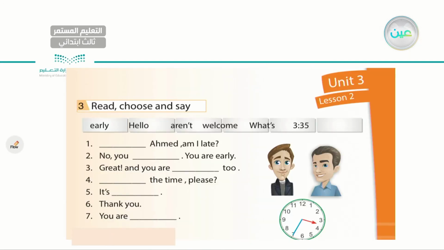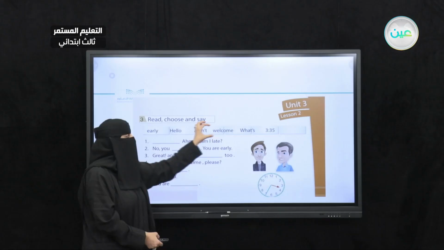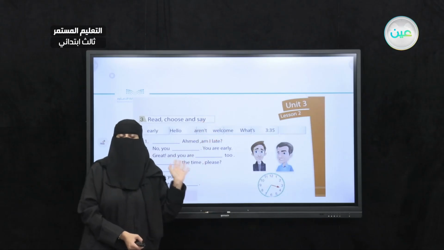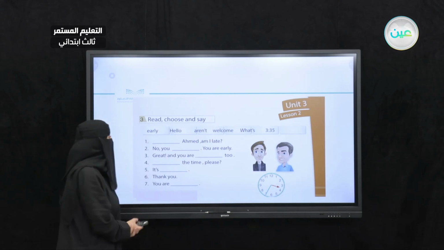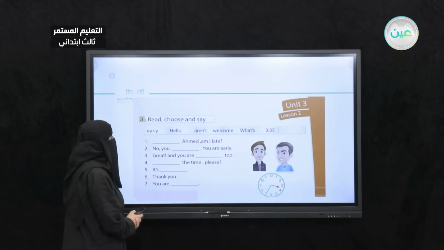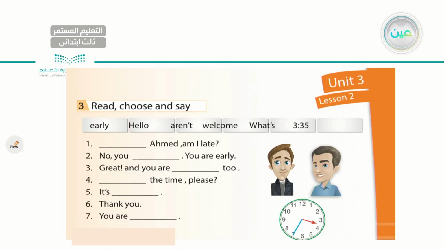Read, choose, and say. So I have a conversation, okay? And I need to use the words in the gray boxes to complete my conversation because I have some missing words, okay? Let's read the words first. Early, hello, aren't, welcome, what's, 3:35. Let's read.